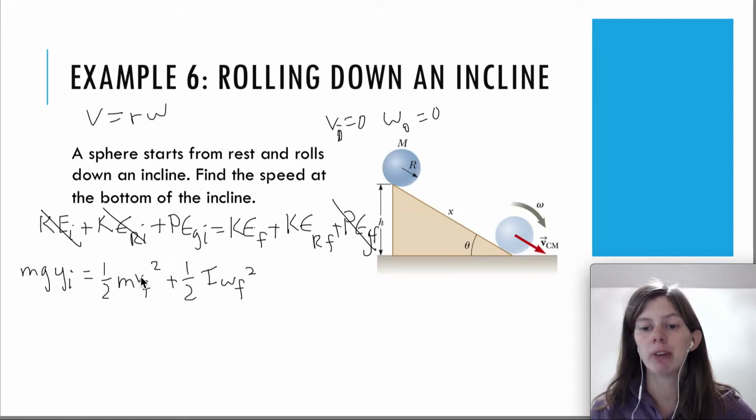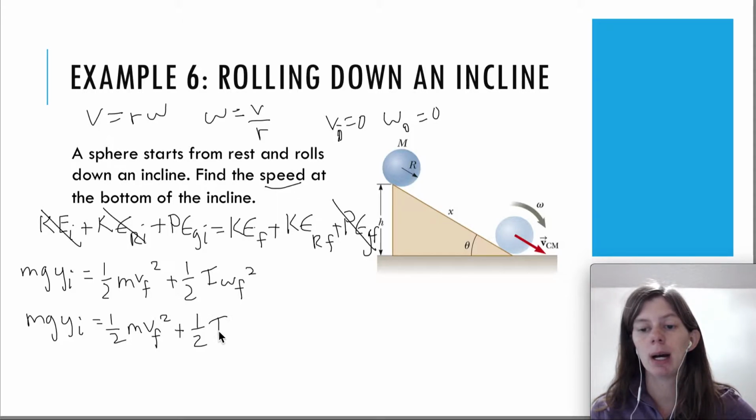We cannot just solve for v_f in terms of all the other variables because omega has to do with v. So we're going to get rid of omega. Omega equals v over r. We plug that in so that we can get v by itself, because it says speed, so it's talking about the linear speed, because it did not specify angular or rotational. So I make that substitution. I have 1/2 m v final squared plus 1/2 I, and then omega_f is v over r, so that's v_f over r, and that whole thing is squared.